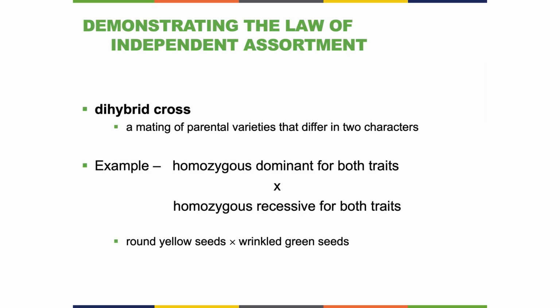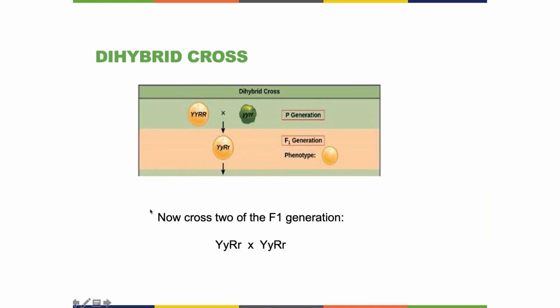Okay, so in our dihybrid cross, we're going to differ the parent varieties in 2 characters. One's going to be homozygous dominant for both traits. The other's going to be homozygous recessive for both traits. So let's stay with the P, and let's consider round versus wrinkled, because round is dominant, wrinkled is recessive. Let's consider yellow and green. Yellow's dominant, green is recessive. All right, so here's our parent generation. We've got homozygous dominant for yellow, homozygous dominant for round. We've got homozygous recessive for yellow and round, which would give us a green and wrinkled.